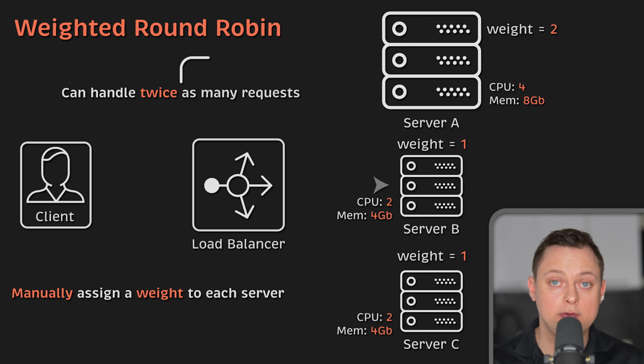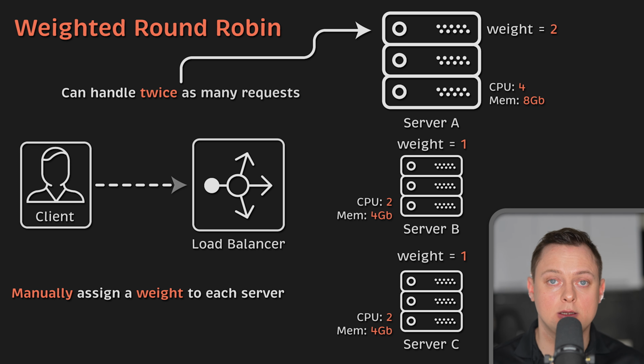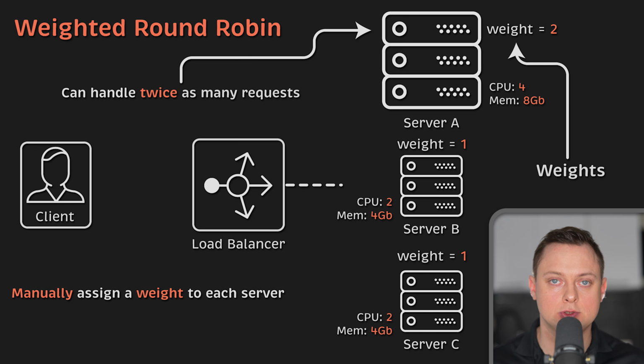If we follow our previous example and we have 3 servers, with the first one having twice the CPU and memory compared to the others, we could assume that server number 1 can handle twice as many requests as the others. We can use weight and set the weight property to 2 for the first server and 1 for the others. In that way, if we receive 4 requests, 2 will be forwarded to the first server and 1 request each to the second and third servers.